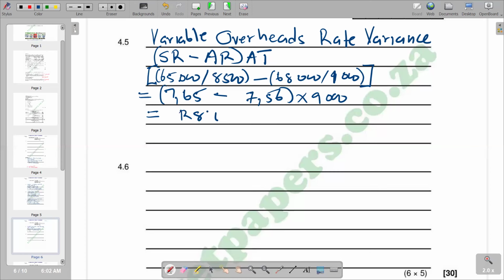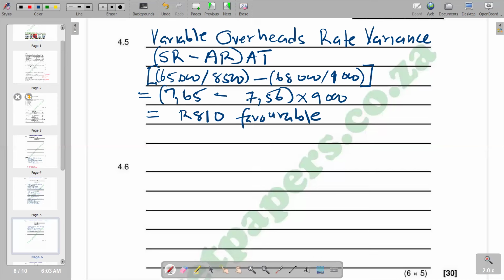Favorable or unfavorable? We see that inside our brackets we have got a positive, since 7.65 is greater than 7.56. So basically it becomes favorable.